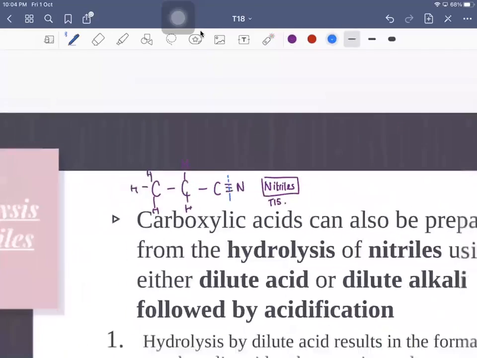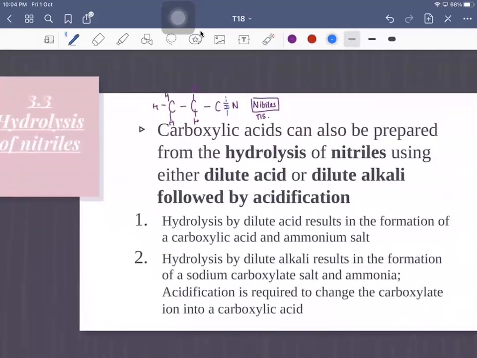All right, you will see later. Either using acid hydrolysis or alkali hydrolysis followed by acidification. So if you use acid, you just add acid, you get your carboxylic acid. If you use alkali, there's an additional step called the acidification. So I'll talk about that shortly.